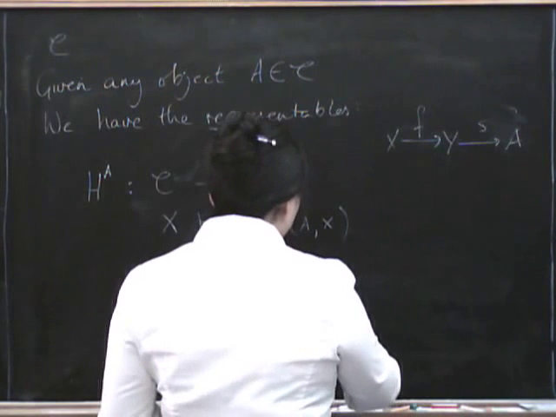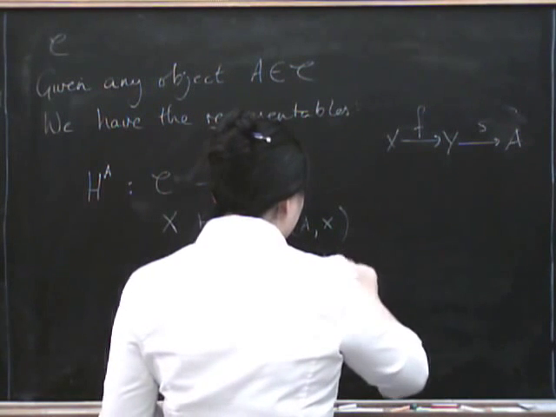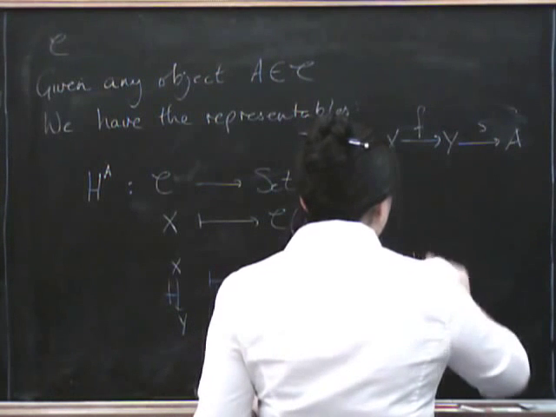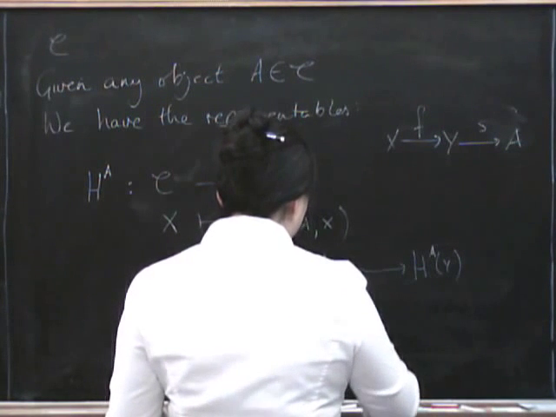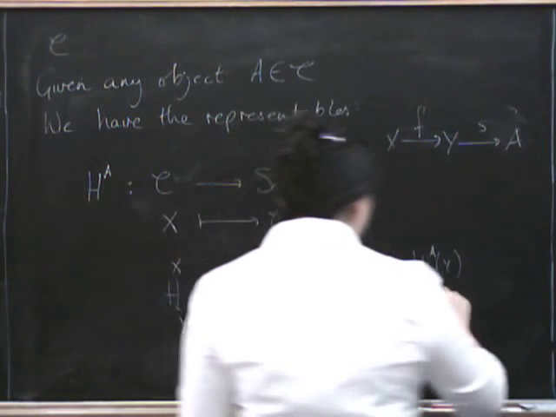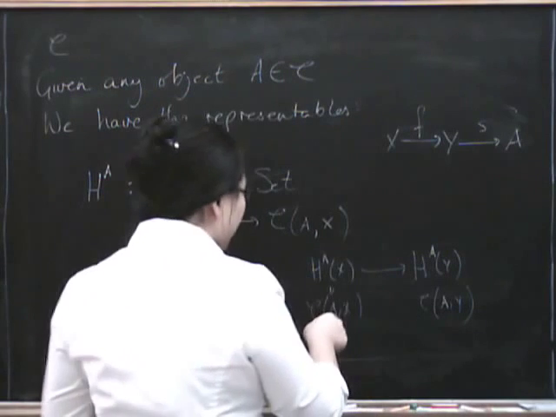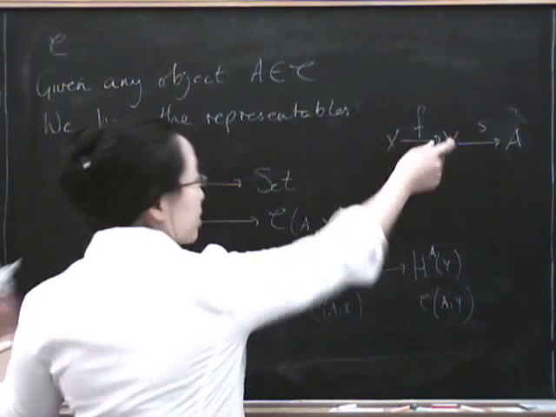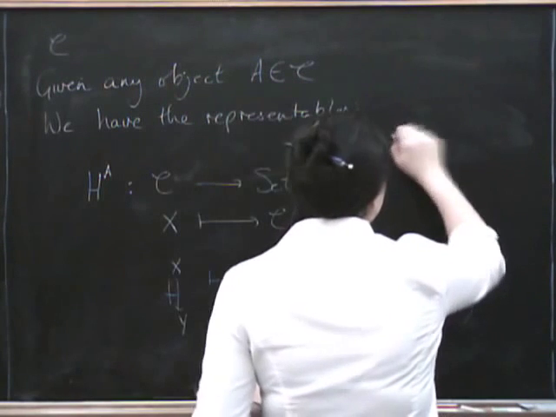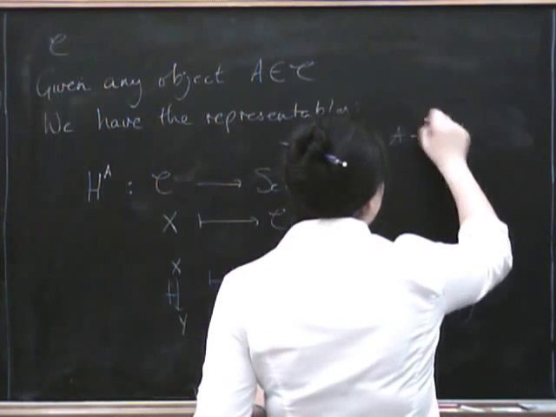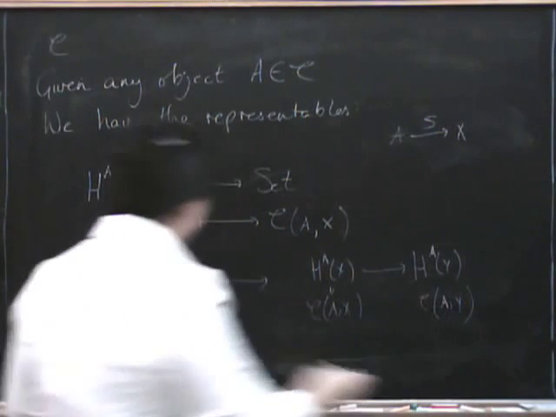Well, it has to go from H upper A of X to H upper A of Y. This is C from A to X. This is C from A to Y. So now we're saying, okay, if we take a morphism from A to X, this helpful diagram isn't going to help anymore. We're going to take a morphism from A to X, let's call that s, and work out how we can possibly turn it into a morphism from A to Y given f.